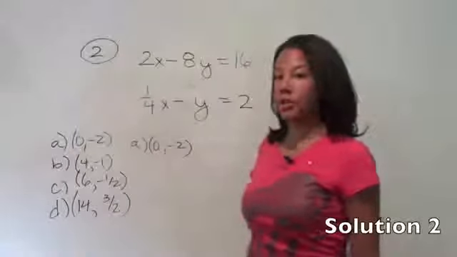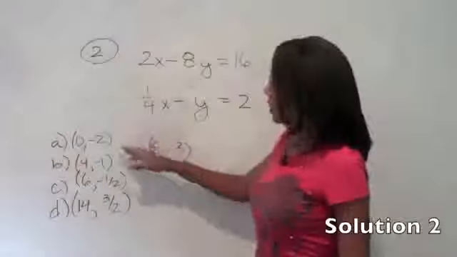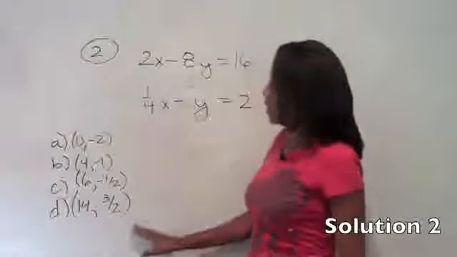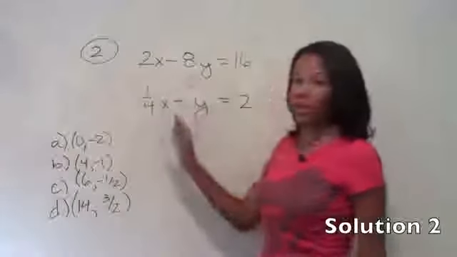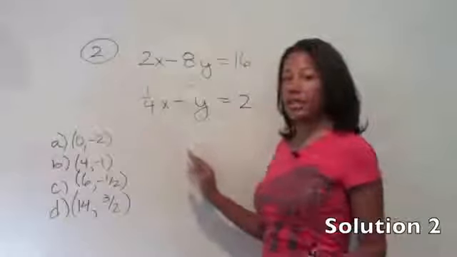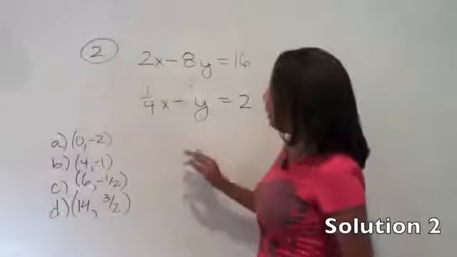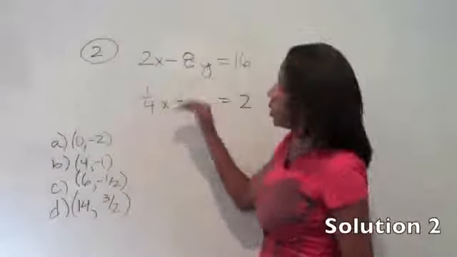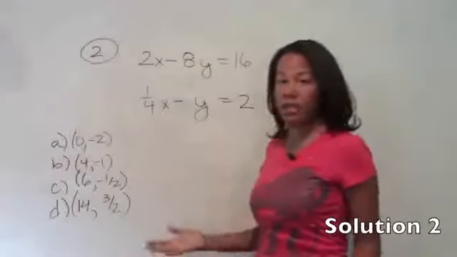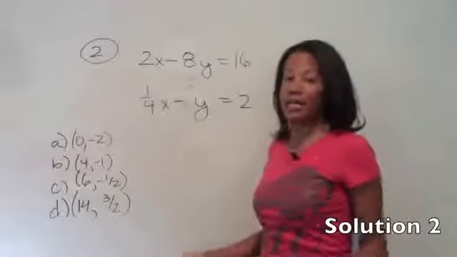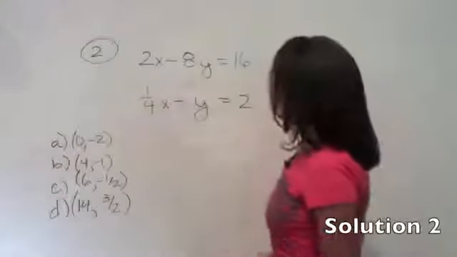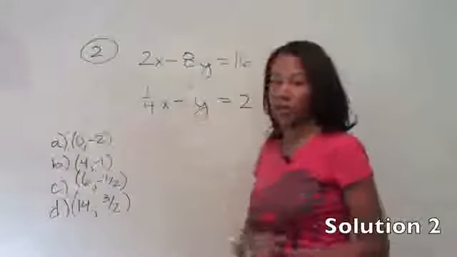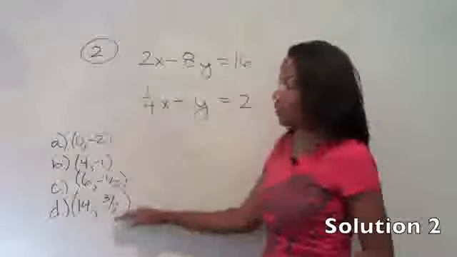Number two. For number two, we're asked which of the following ordered pairs is a solution to both of these equations? You have two ways of solving this that come to mind. One, you can plug in each one of these ordered pairs into both of these equations and make sure that they come up with true statements for both. You might imagine that that's a little bit time consuming. The other thing you can do is solve for x and y, and then you won't have to test all of your answer choices.